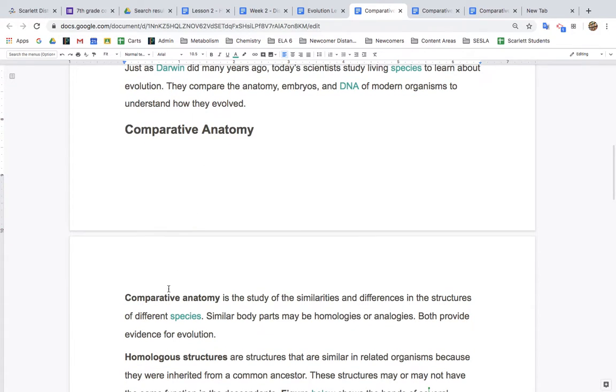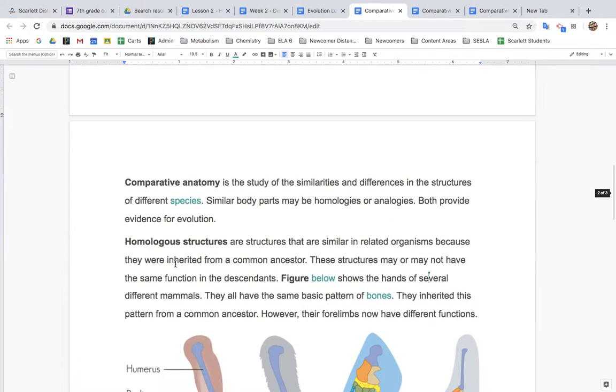Comparative anatomy. Comparative anatomy is the study of the similarities and differences in the structure of different species. Similar body parts may be homologies or analogies. Both provide evidence for evolution.